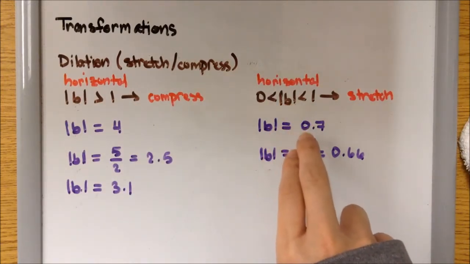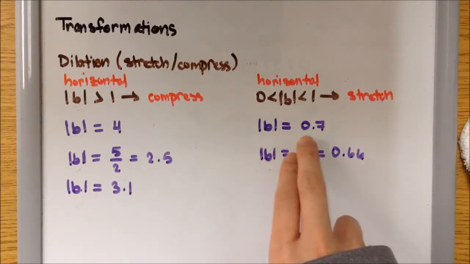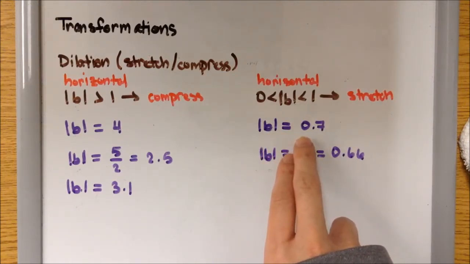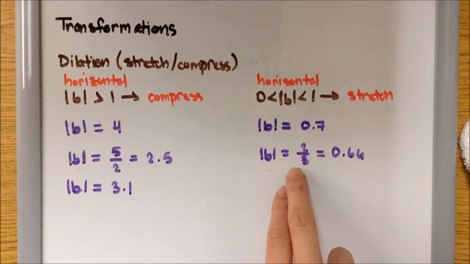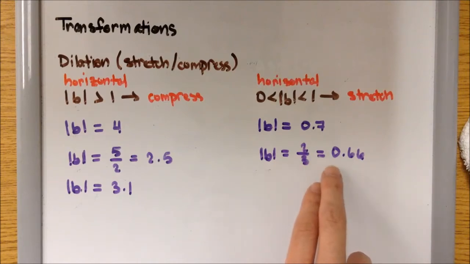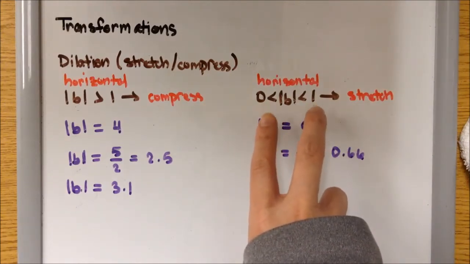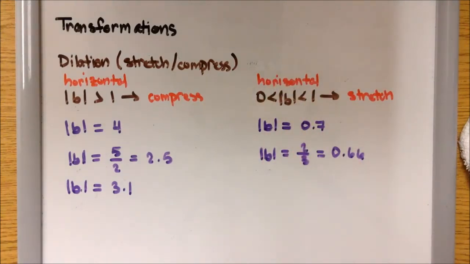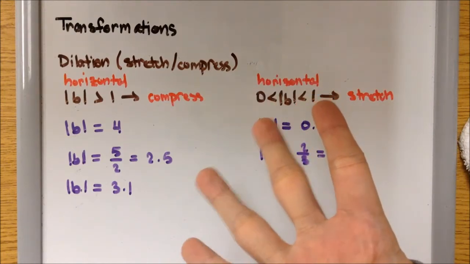For horizontal dilation, a horizontal stretch, if the absolute value of b is a decimal such as 0.7, or a fraction such as 2 over 3, which is equivalent to 0.66, if it's between 0 and 1, it's going to be a horizontal stretch. So you have to keep that in mind. There are 4 dilations: vertical stretch, vertical compress, horizontal stretch, and horizontal compress.